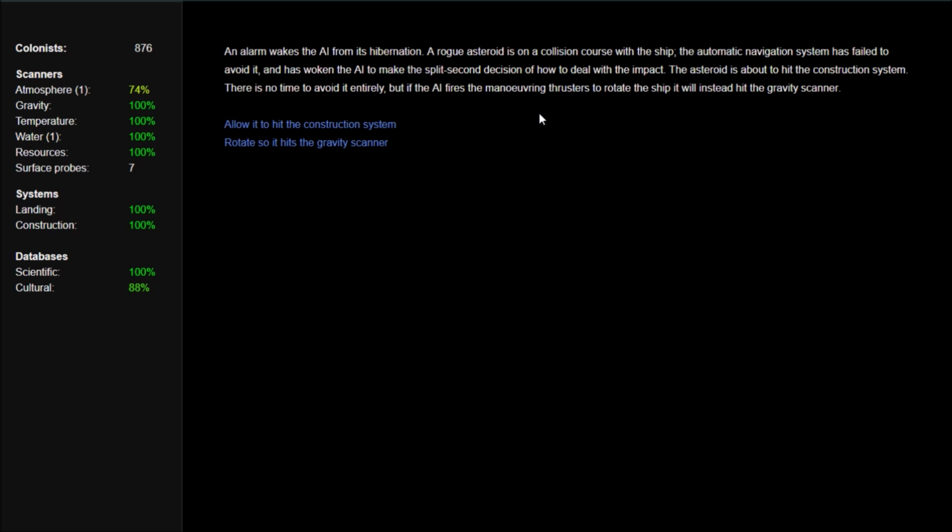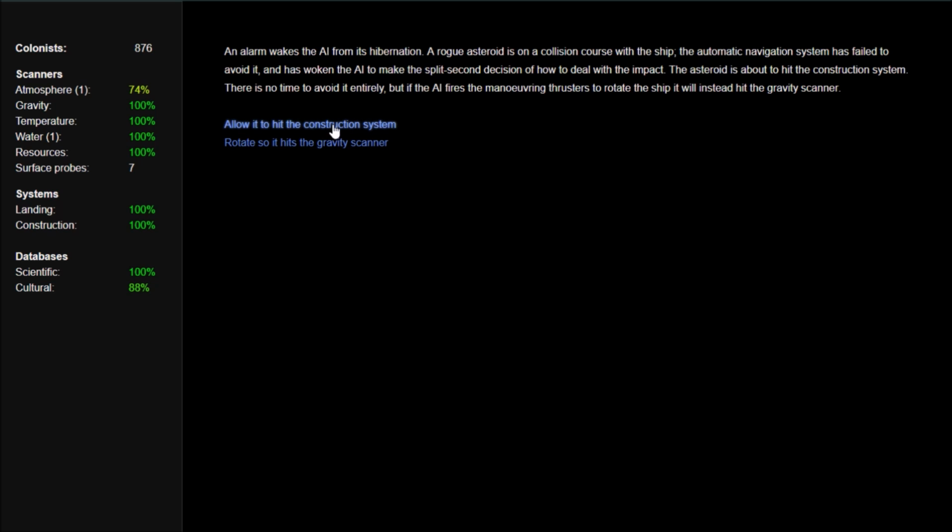A rogue asteroid is on collision course with the ship. Automatic navigation system has failed to avoid it. It has woken the AI to make the split second decision on how to deal with the impact. Asteroid is about to hit the construction system. No time to avoid it entirely, but if the AI fires the maneuvering thrusters to rotate the ship, it will instead hit the gravity scanner.